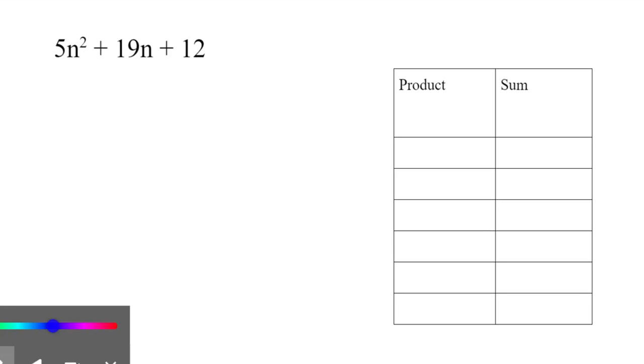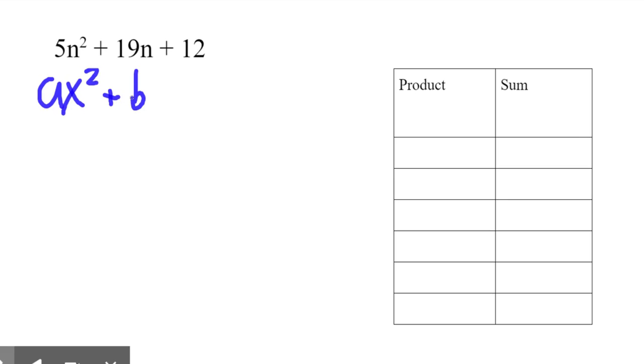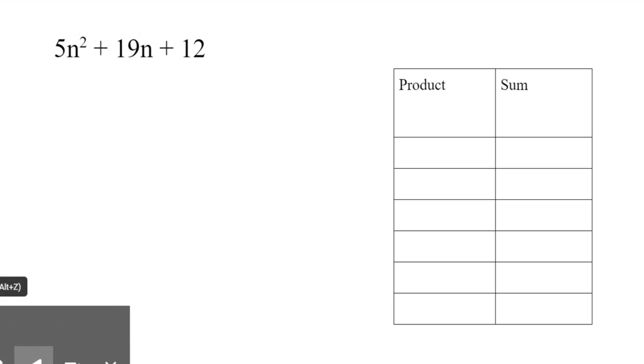Okay, so here we are again. We are factoring a trinomial of the form ax squared plus bx plus c. Notice that here we have n's, but it really doesn't matter. So make sure it's in that order. All right. The next thing we're going to do is check for a greatest common factor.